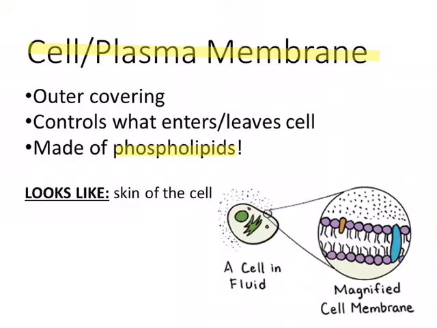It's not a wall. It's made out of these things called phospholipids, which are these purple dots with tails. What they are is just a phosphate group, which is an element on the periodic table, that's the circle, and then 2 lipids, which are fats.